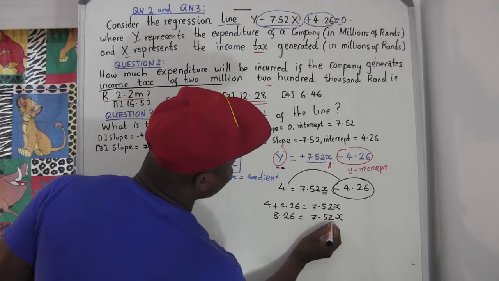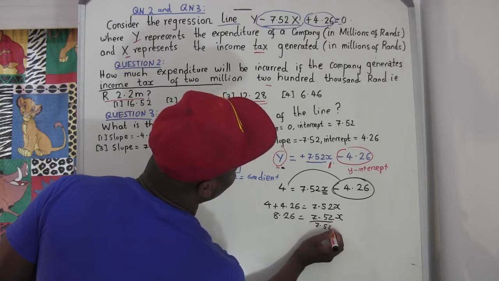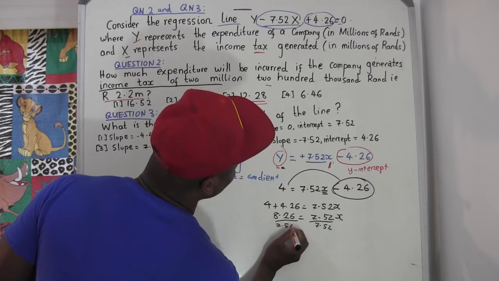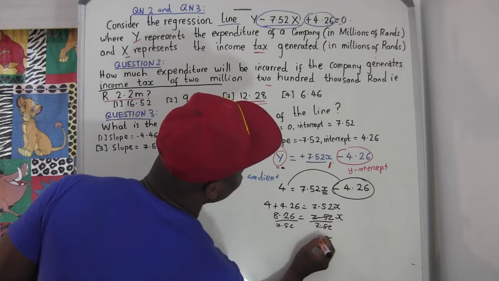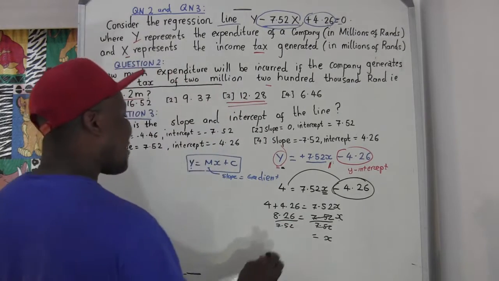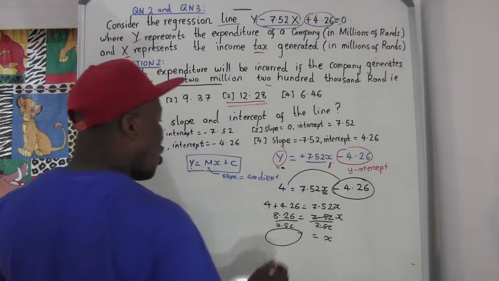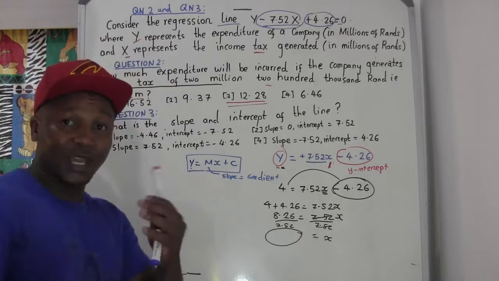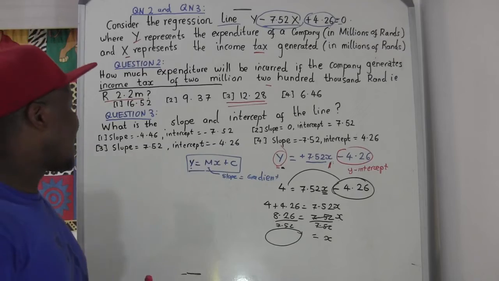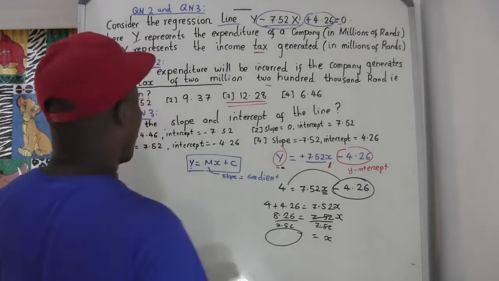So if you want to get the value of x here, you must divide by 7.52, divided by 7.52. These cancel, so x equals. Plug that in the calculator, and then you're going to get your income tax. So they can ask you either way, okay? Make sure you understand clearly. So that's the tip. Now let's go to question number 3.